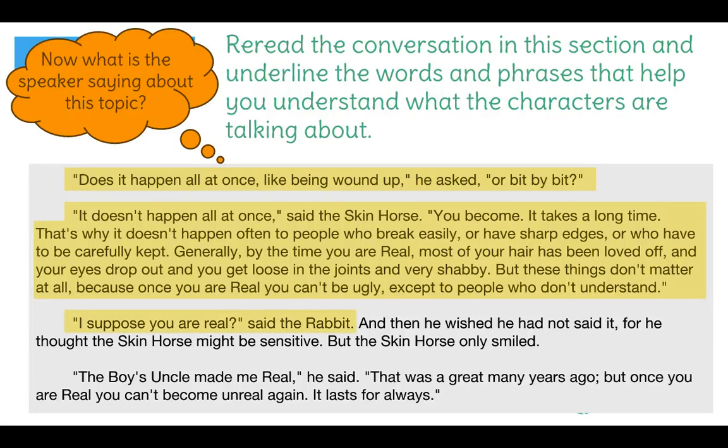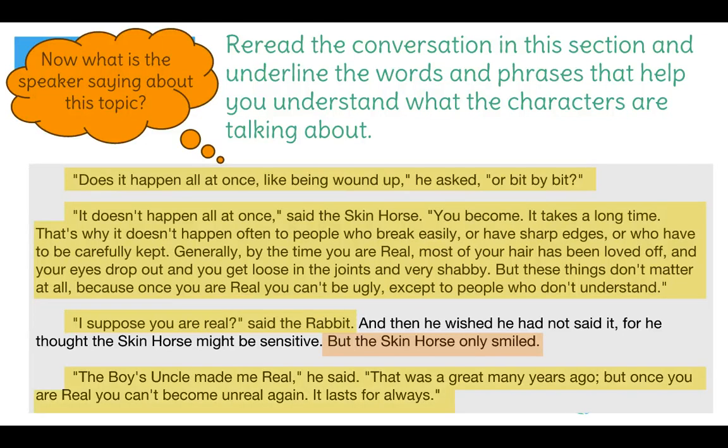"I suppose you are real," said the rabbit. Rabbit sure is asking a lot of questions, but after all of these questions, it says here, "but the Skin Horse only smiled." That tells me that Skin Horse is being really patient with Rabbit's curiosity and that he's enjoying what he's thinking about, which is probably our topic.